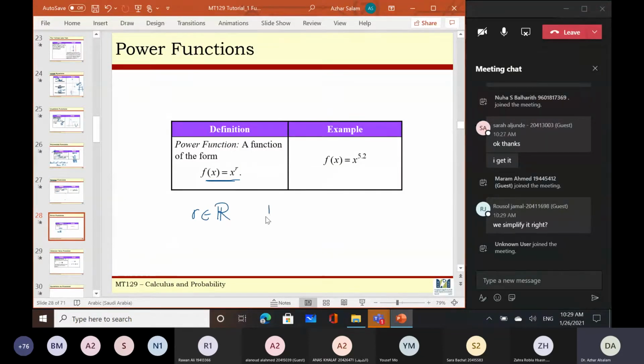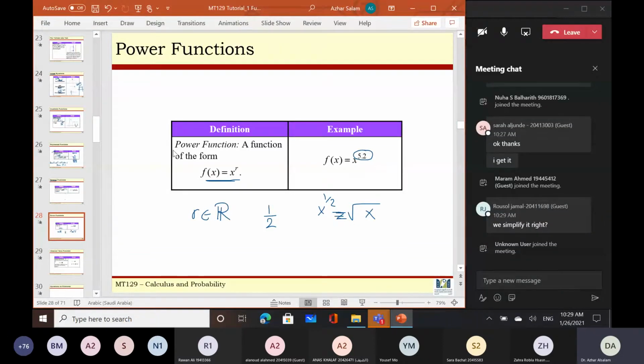So it could be, for example, a half. If I have x to the power half, or 1 over 2, it will be a square root. And also if I have here, for example, 5.2, this is not a polynomial since this is not an integer. It's a decimal number, 5.2.